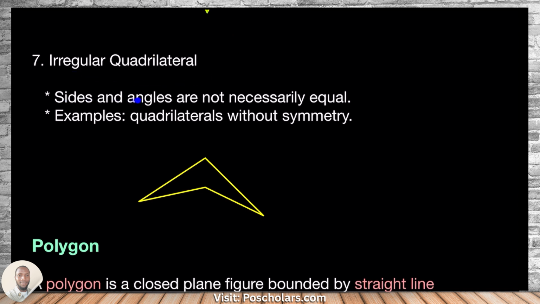Sides and angles are not necessarily equal. An example is a quadrilateral without symmetry, right? So this shape is an example of an irregular quadrilateral. Take note, symmetry simply means an imaginary line that bisects a shape into two equal parts. So this shape does not have any line of symmetry, right? So it's called an irregular quadrilateral.